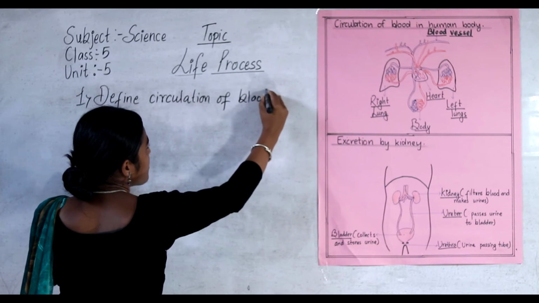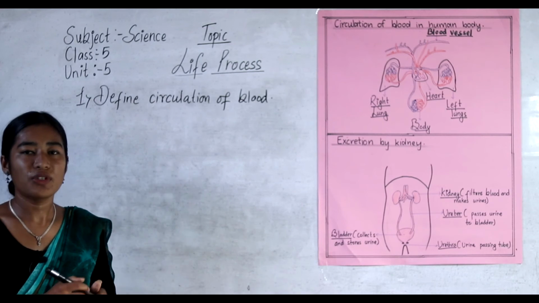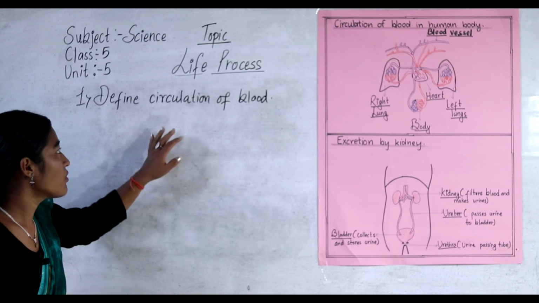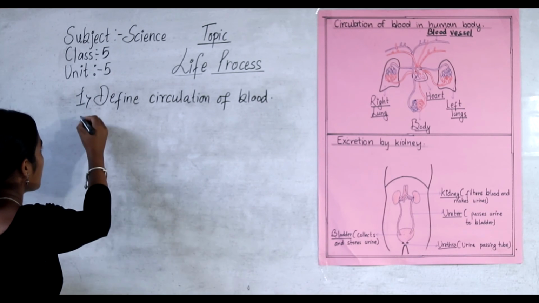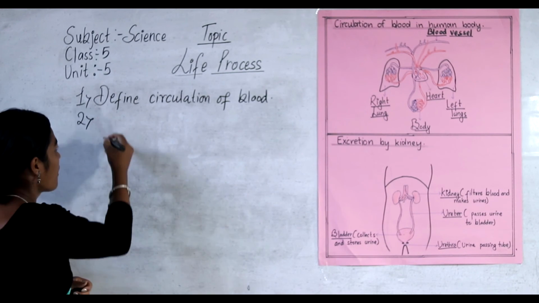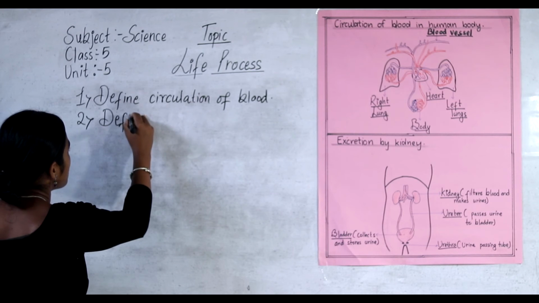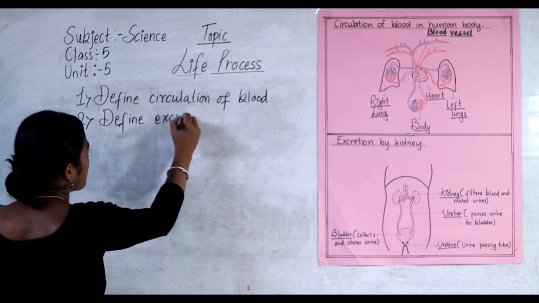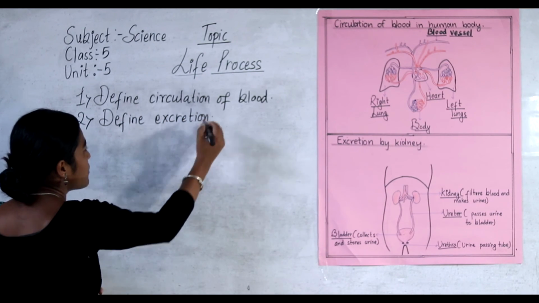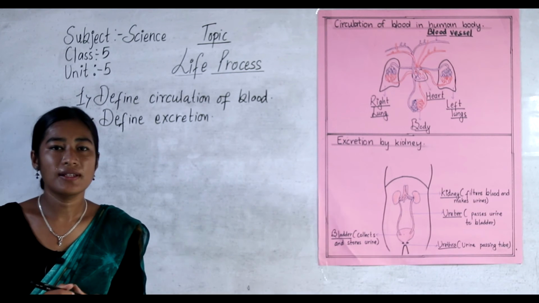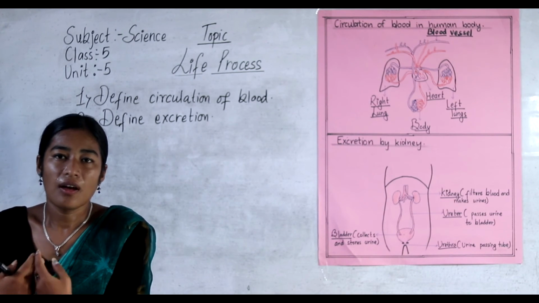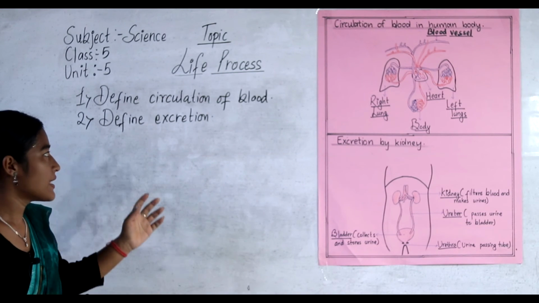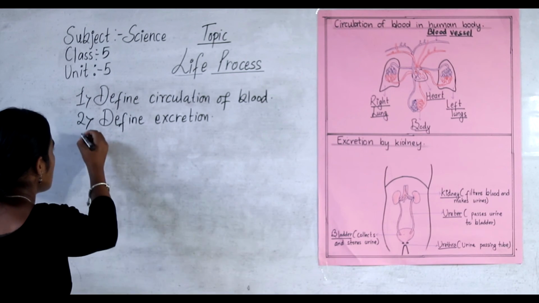So what is circulation of blood? The transportation of materials or blood throughout our body is called the circulation of blood. Then the second one is: define excretion. Excretion means the removal of waste products out of our body, that is called excretion.